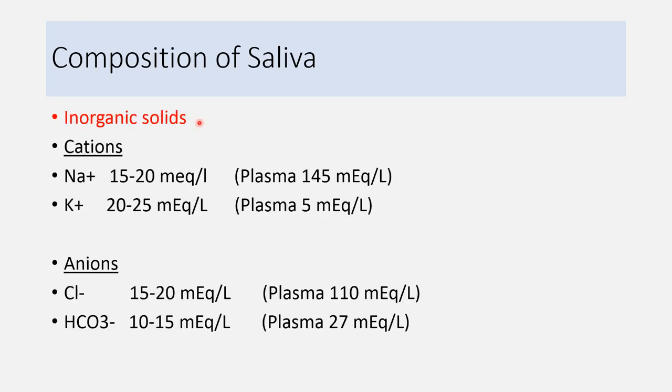Inorganic solids or various electrolytes are the cations and anions. Cations are sodium and potassium. Anions are chloride and bicarbonate. We can see here the concentration in the plasma and the concentration inside the saliva. The concentrations of sodium and chloride are less than in the plasma. The concentration of potassium in the saliva is higher than in the plasma.